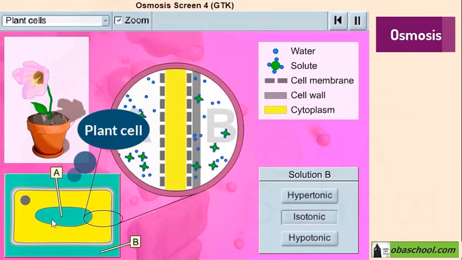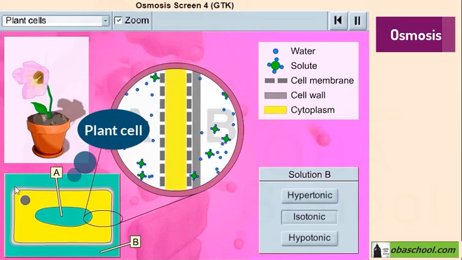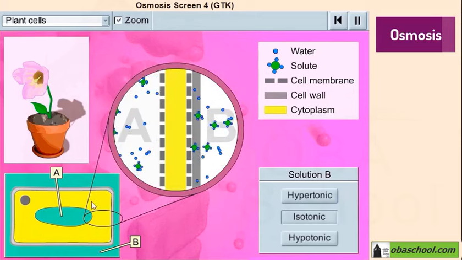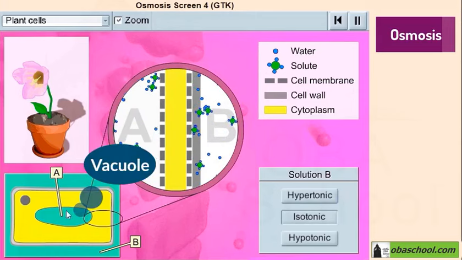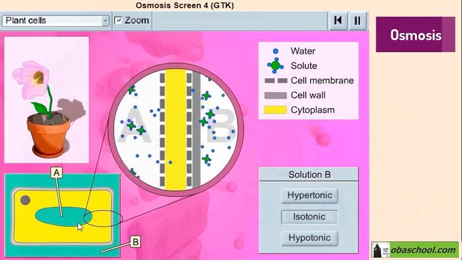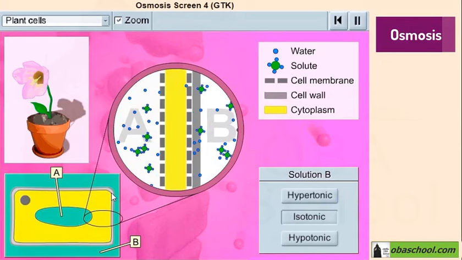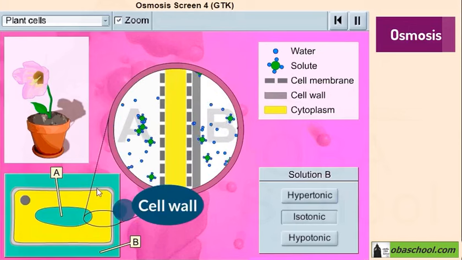This plant cell right here is surrounded by a solution called solution B. And the vacuole of the plant cell is surrounded by another solution called solution A. Remember that in plant cells, beside the cell membrane, we have the cell wall.